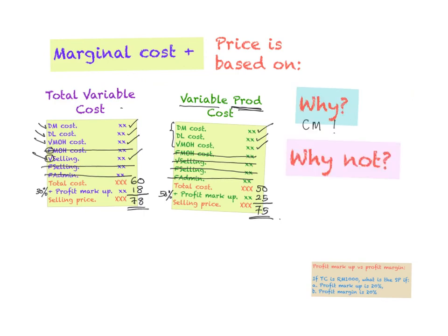Okay, so why not? Those are the disadvantages. Why are people not using marginal cost plus pricing? As you can see, there is a danger if you choose marginal cost plus. What kind of danger? The danger of not being able to cover the fixed cost, because we base everything on variable cost, so we ignore the fixed cost.